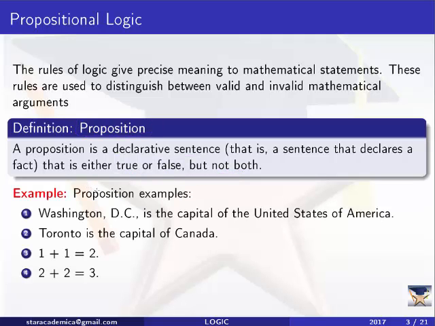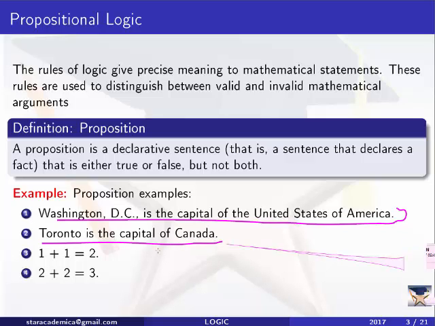For example, Washington, D.C. is the capital of the United States of America. Is this true? Yes, indeed, it's true. So this is a proposition. Toronto is the capital of Canada. Is this true? Yes, it is true. Then this is a proposition.